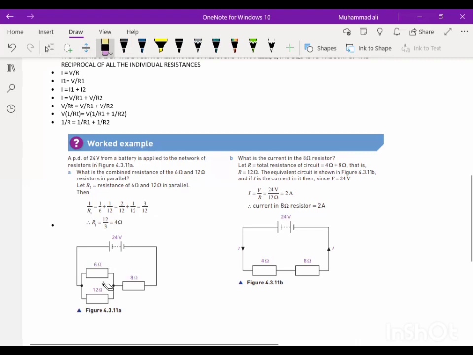Now, what is the current in the 8 ohm resistor? R equal to the total resistance of the circuit, 4 ohms. So they have basically solved it, and then they're asking what is the current. This is a series circuit, and series circuit means that current at every point is the same. We know that R equal to V upon I, so I equal to V upon R. The overall voltage here is 24 and overall resistance is 4 plus 8, 12. So it's going to be simply 2.